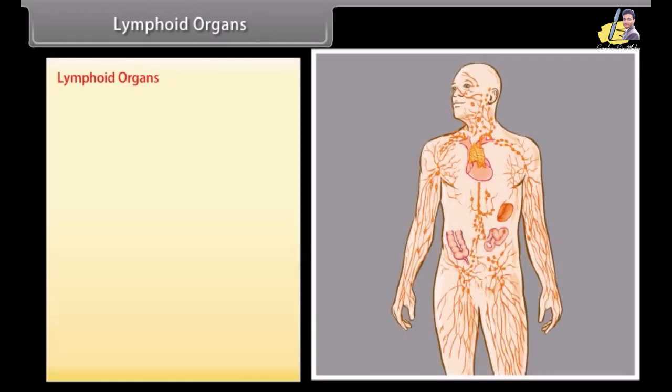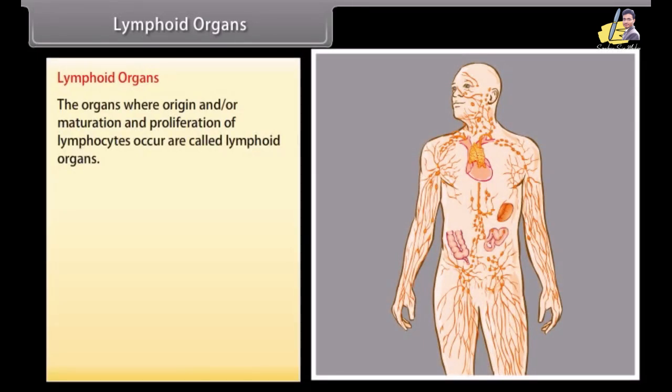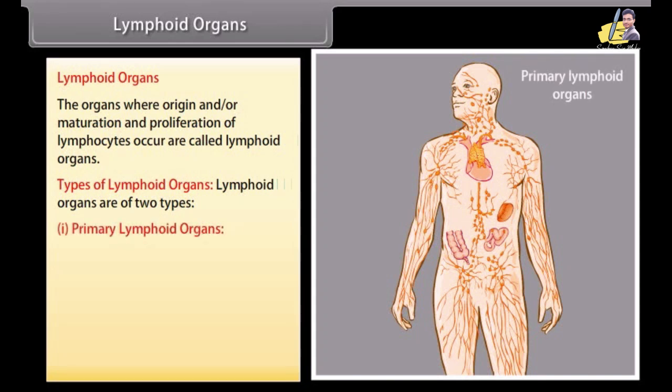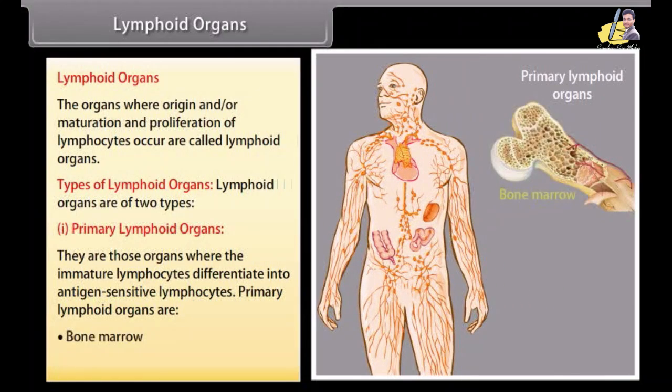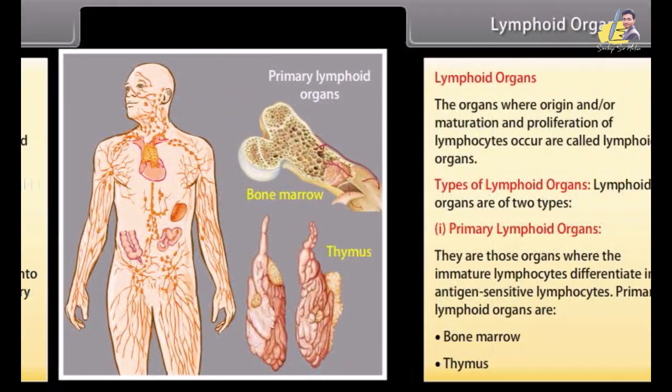Lymphoid organs. The organs where origin and/or maturation and proliferation of lymphocytes occur are called lymphoid organs. Types of lymphoid organs. Lymphoid organs are of two types. Primary lymphoid organs. They are those organs where the immature lymphocytes differentiate into antigen-sensitive lymphocytes. Primary lymphoid organs are bone marrow, thymus.